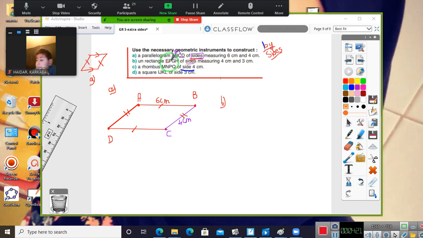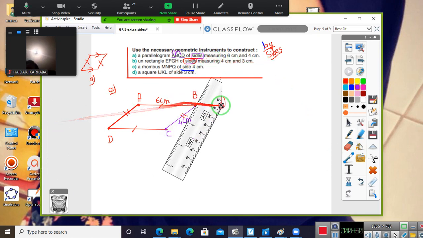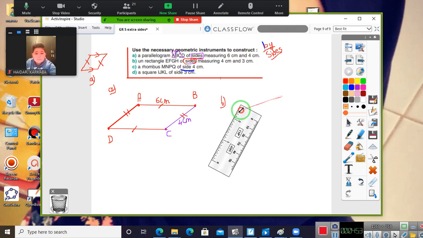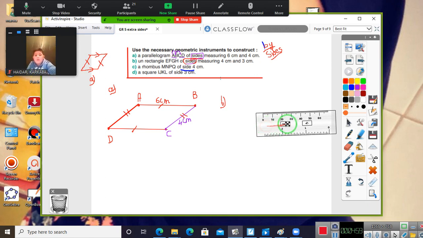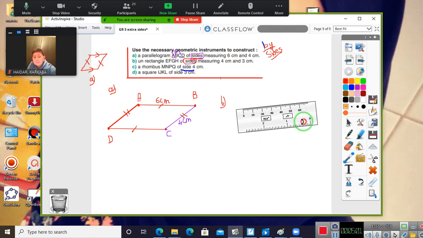Now in part B, draw a rectangle of side measuring 4 centimeter and 3 centimeter. Here, teacher, they are giving us two measures. Since we are not drawing by diagonals, we are drawing by sides, and the sides in a rectangle are not equal. If they are equal, they will give me one measure, like in the square and rectangle by diagonals. Okay, so now I want to draw a rectangle by using our ruler, 4 by 3, and should be perpendicular, since it has four right angles and also the opposite sides parallel and equal.